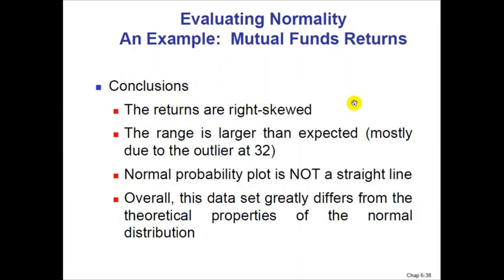So conclusion for this example, the returns are right skewed. The range is larger than expected, and the normal probability plot is not a straight line. So from this, you can say overall, the data set greatly differs from the theoretical property of a normal distribution.